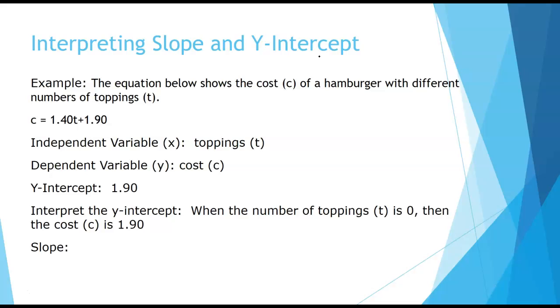Our x value, our independent variable, was toppings. So when our number of toppings t is 0, then the other variable, in this case the cost, is $1.90.